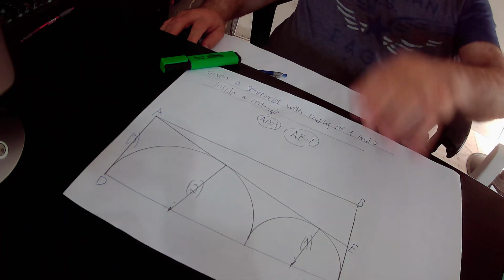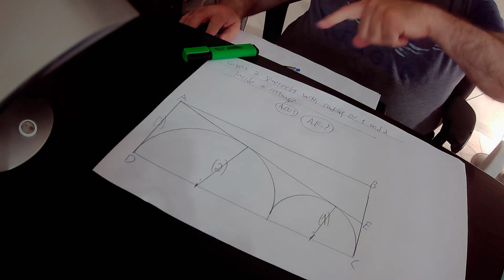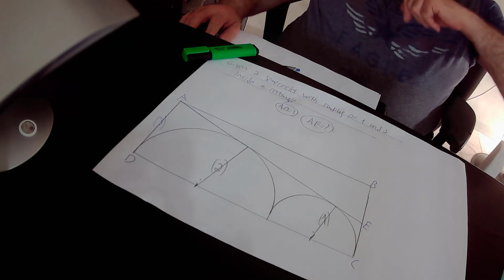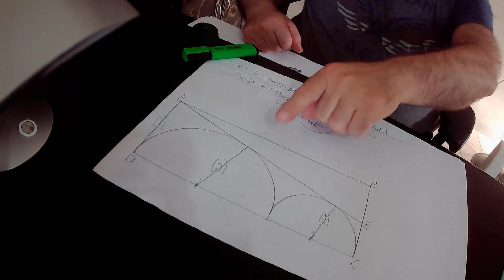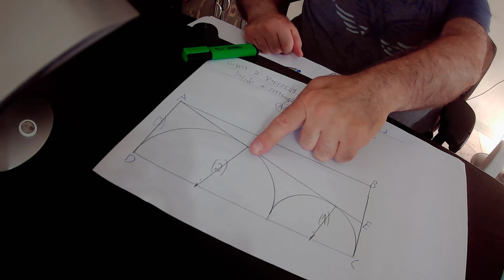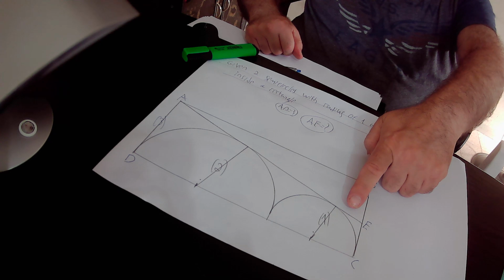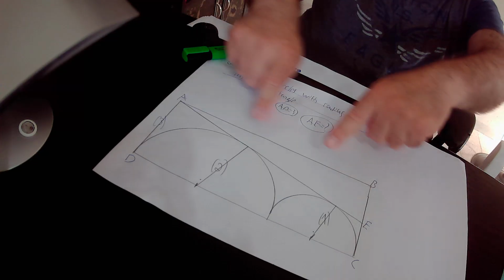Hello, in this lecture we'll find out the length of line segment AE. In the drawing we have rectangle ABCD, side AD of this rectangle equals 3 units. Inside this rectangle we have those two semicircles. The radius of this big semicircle equals 2 units in its length, and the radius of this small semicircle is equal to 1 unit. Our mission is to find out the length of this line segment AE.